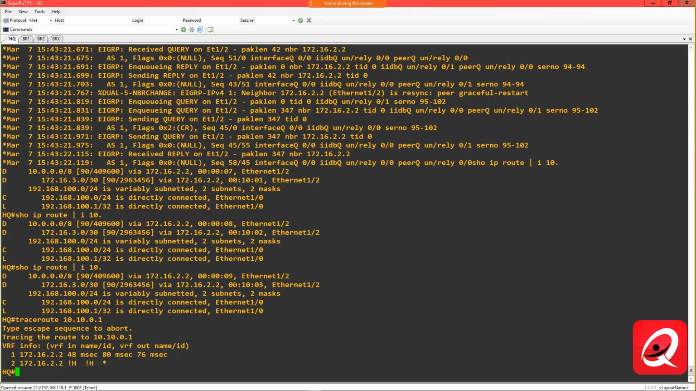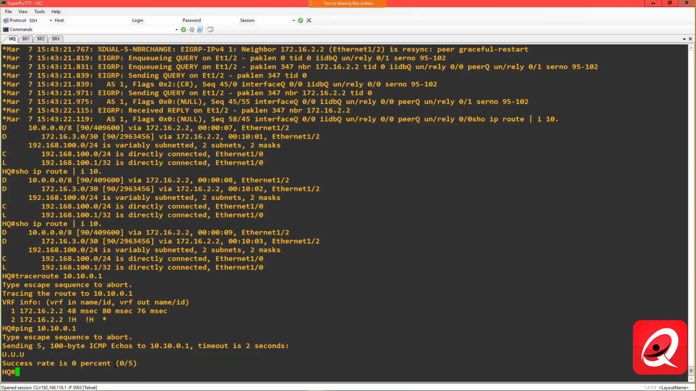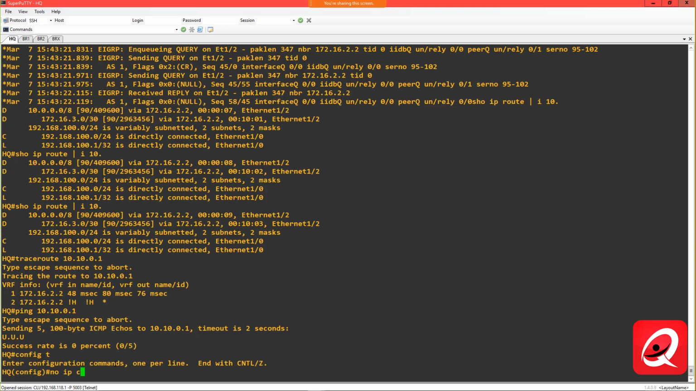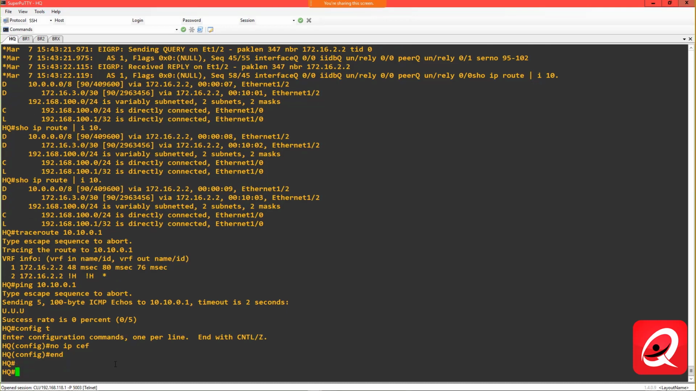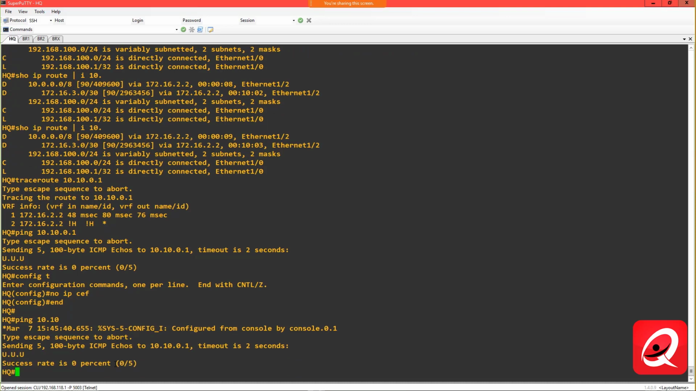All right. So it looks like we're getting all kinds of weird things happening here, some timeouts and stuff like that. We're getting an exclamation H and an asterisk here. So I'll bet you I can't even ping 10.10.0.1. Yep, unreachable. Now I might be able to if I did a no ip cef. And see if I maybe, yeah, see I'm getting unreachables because essentially the network is black holed.